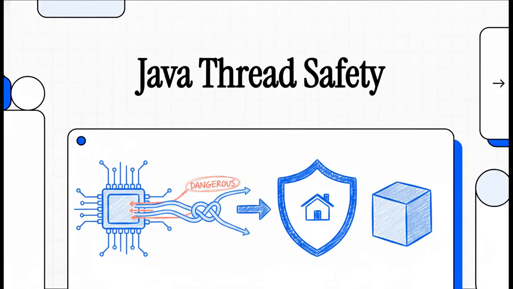Hey everyone, if you're a Java developer, you know that multithreading is one of its most powerful features, but it's also one of its most dangerous. So today we're going to do a real interview-level deep dive into a topic that is absolutely critical in modern Java, thread safety, and what is arguably its most elegant solution, immutability.